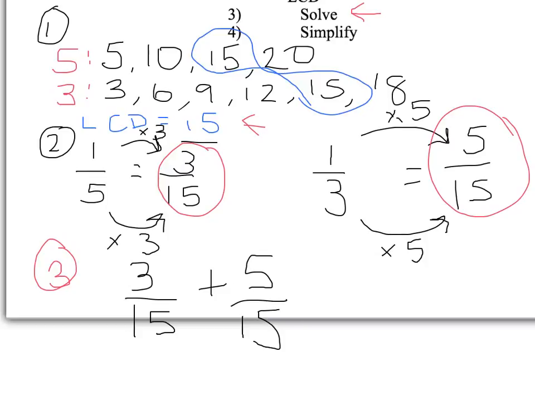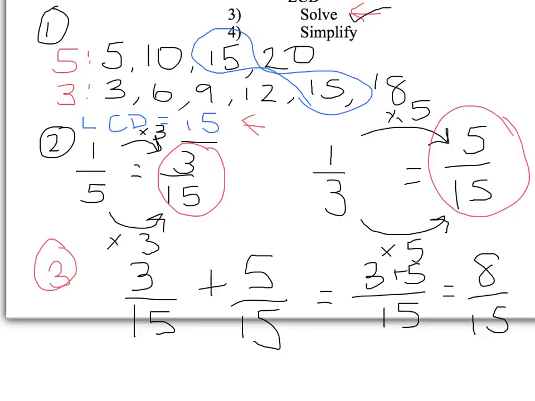3/15 plus 5/15. Well, this looks familiar. This is what we did yesterday. So you're going to add the numerators together and keep the denominator the same. So this is equal to 3 plus 5 all over 15. 3 plus 5 is 8 over 15. Great, we're done step 3.